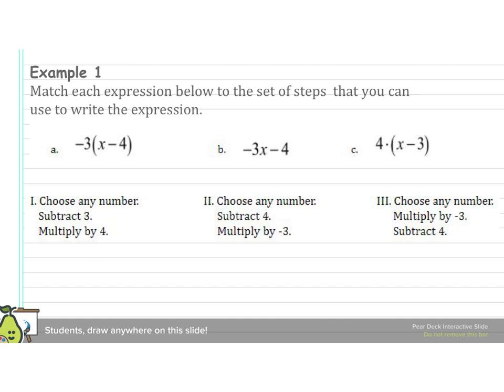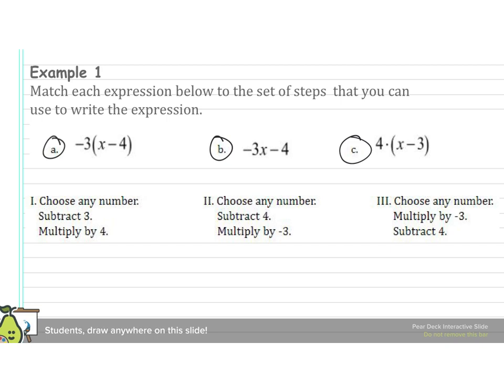So the example we're going to go through today is: match each expression below to the set of steps that you can use to write the expression. Okay, so here we have expressions written. This is an expression, this is an expression, and this is an expression. And these are words that we're trying to figure out, which words match up to which expression.